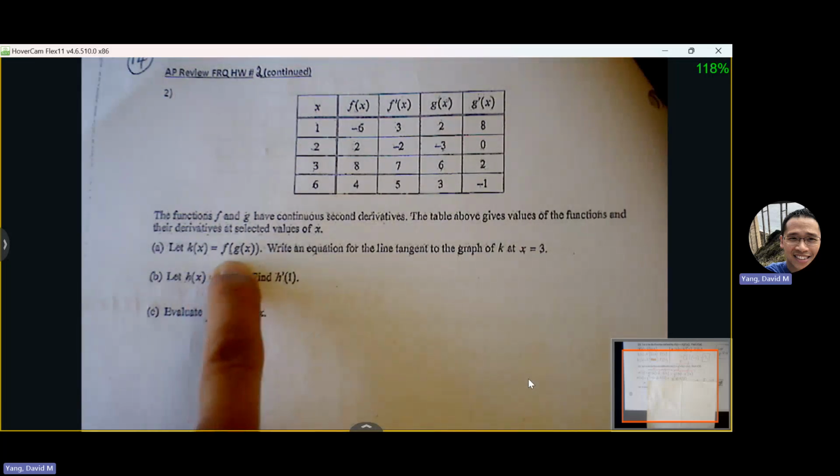To get to the derivative, what do we have to involve here? What do you see?